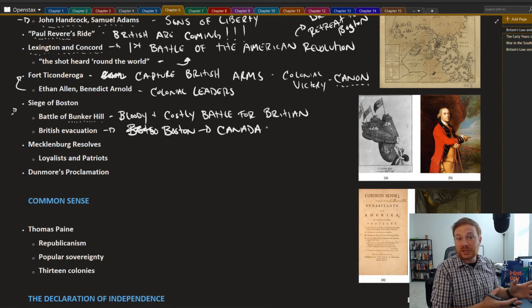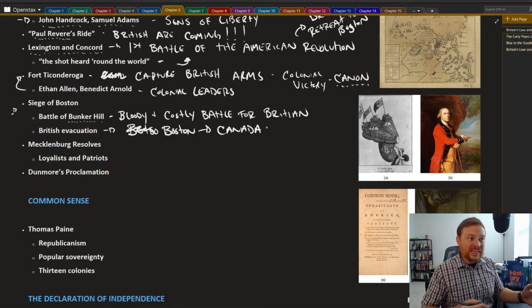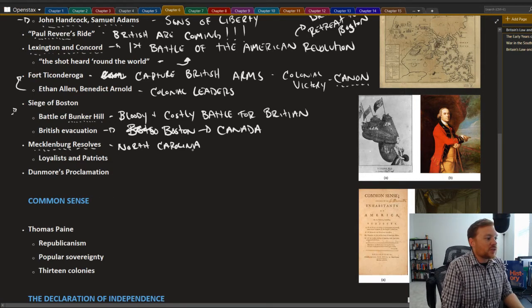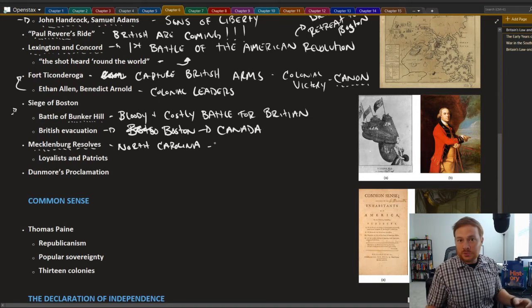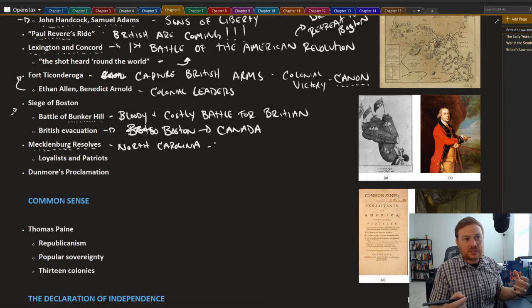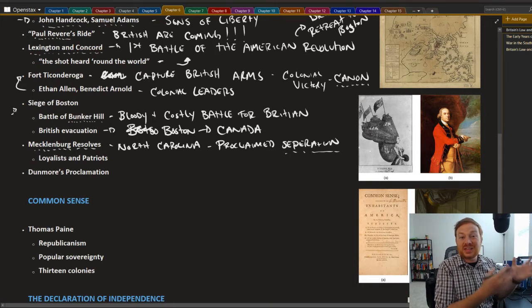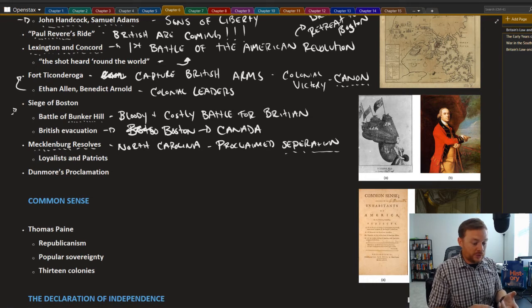Meanwhile, as this fighting is breaking out, all happening in Massachusetts, it's up to the other colonies to respond. And there are a range of responses that come from the different colonies. In North Carolina, the Mecklenburg resolves essentially distance the colonies from Great Britain. It is a formal, or at least a proclaimed, separation. So you do have some calling for a separation from Great Britain given the circumstances that have transpired in Massachusetts, Lexington and Concord, the Battle of Bunker Hill, the Siege of Boston, etc.